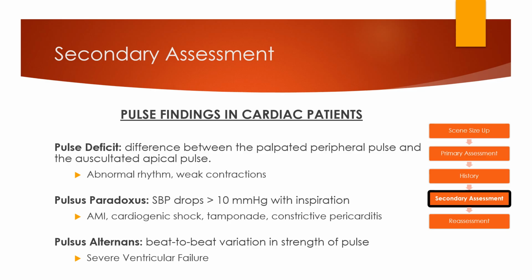Okay. Another finding that you might have is pulsus alternans. So this is a beat-to-beat variation in the strength of the pulse. So you're palpating the pulse and it's like weak, strong, weak, strong, weak, strong. This is seen with severe ventricular failure.